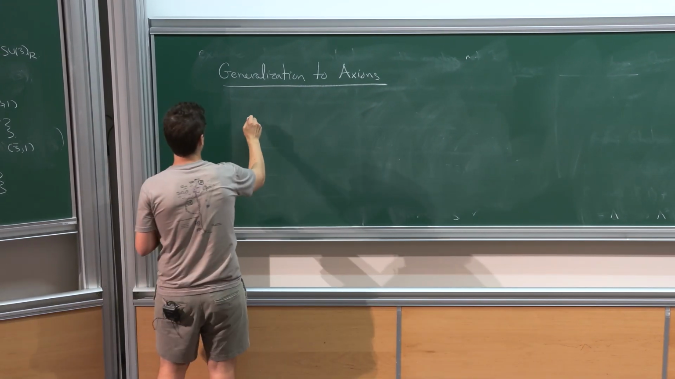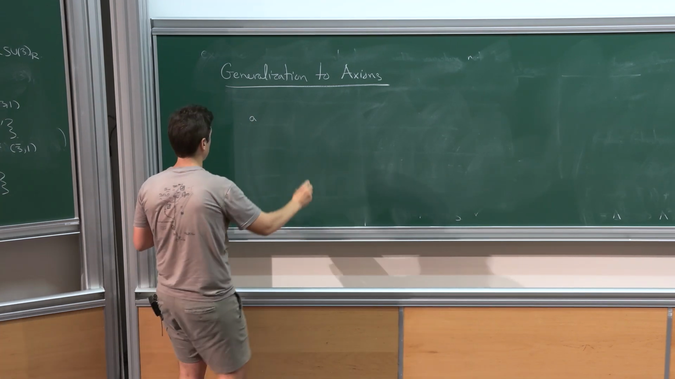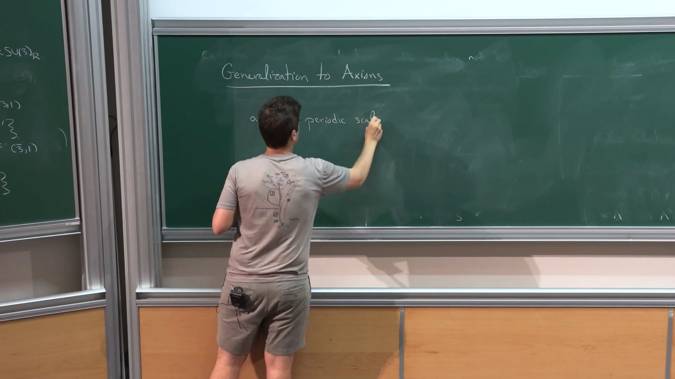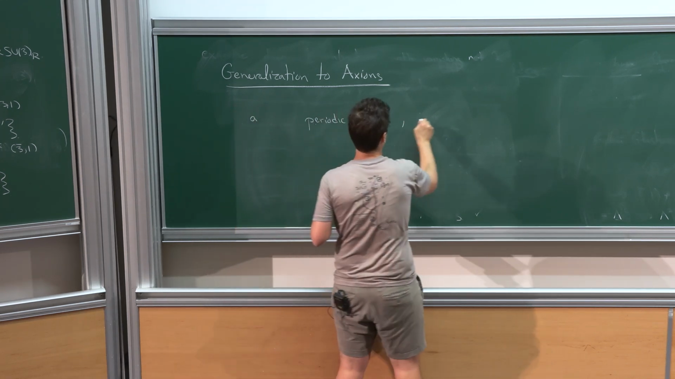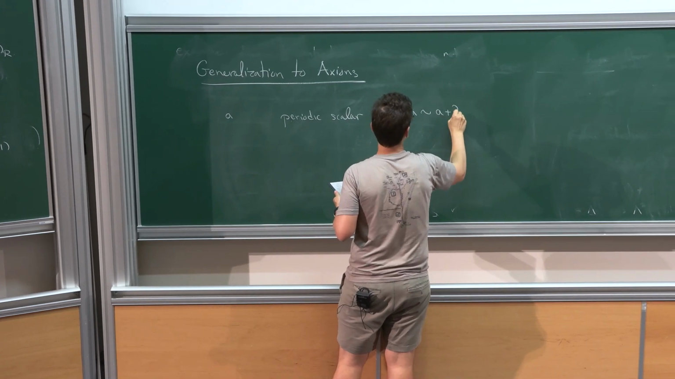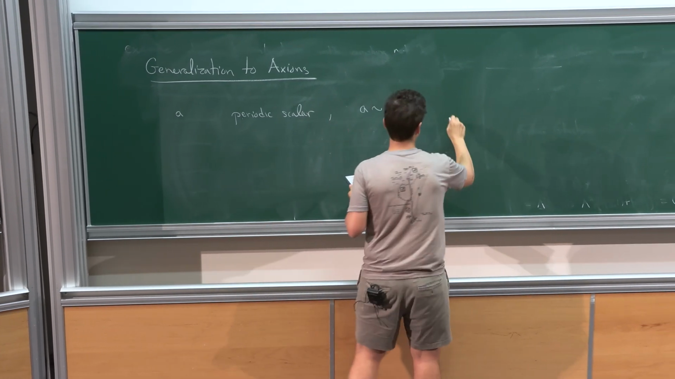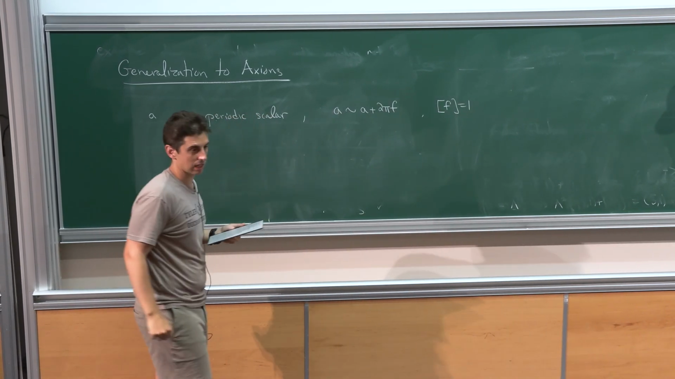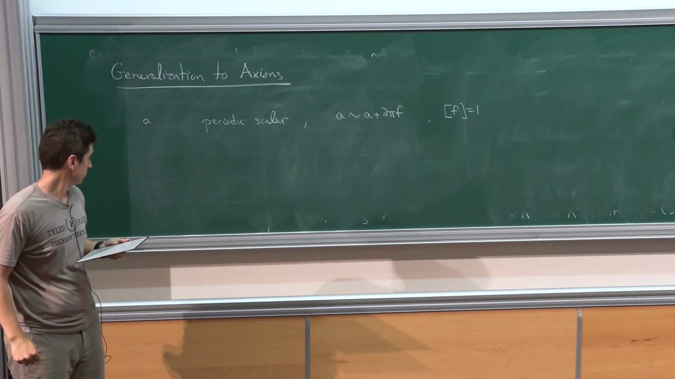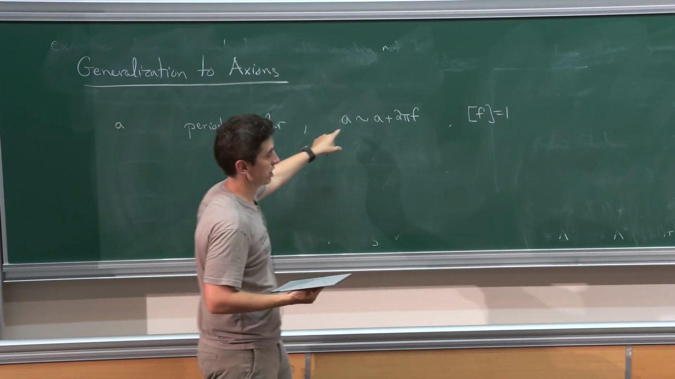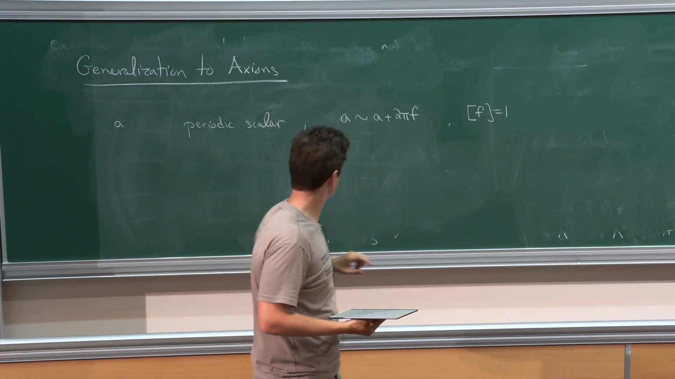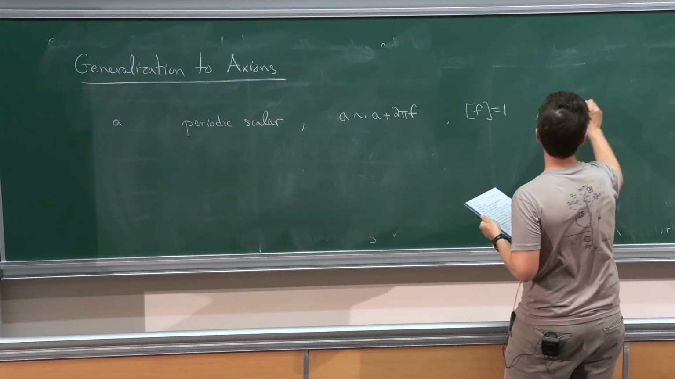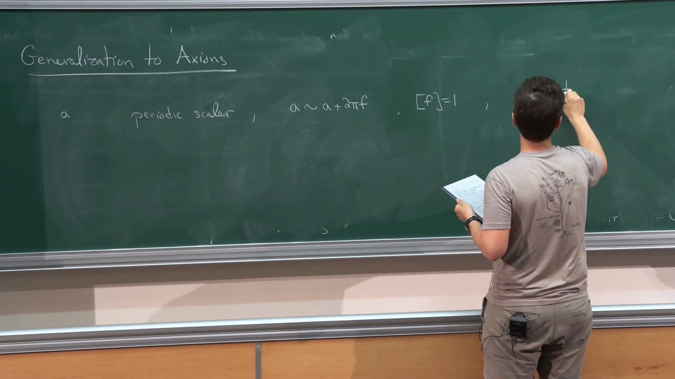Okay, what's an axion? We'll have a field A, which is a periodic scalar, meaning that A is identified with A plus 2 pi f, where I'm in 4 space-time dimensions in these lectures, so f is a scale of mass dimension 1. This is not a symmetry, it's a redundancy. Okay. To start, S is just the free action.